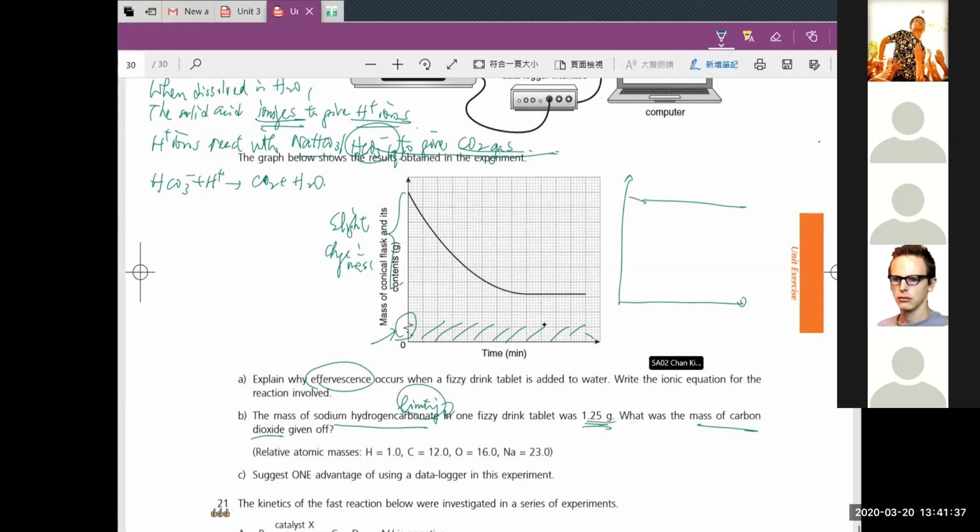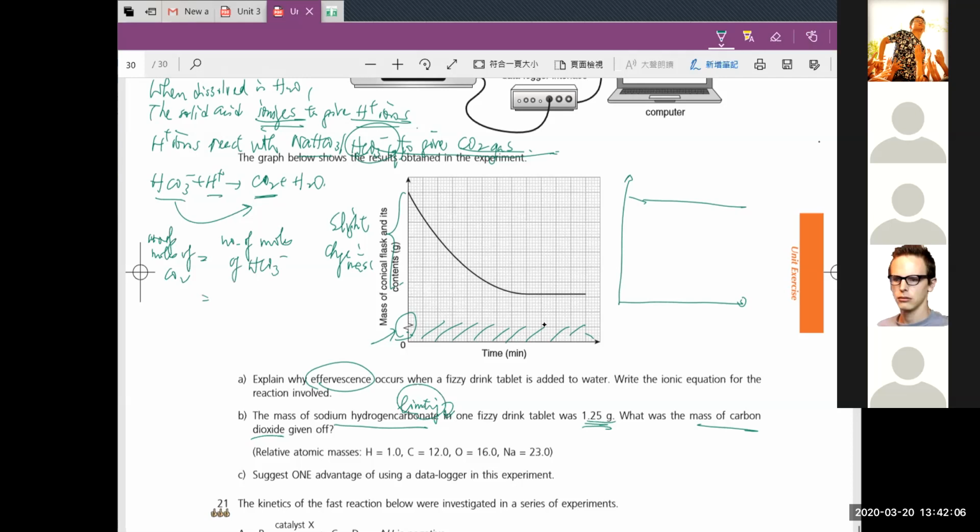This one is limiting, otherwise you cannot calculate. So according to the equation, what will we get? It is in a 1-to-1 ratio to form CO2. So if you are going to project this to these two, you need to find the number of moles of CO2, which is equal to the number of moles of hydrogen carbonate.